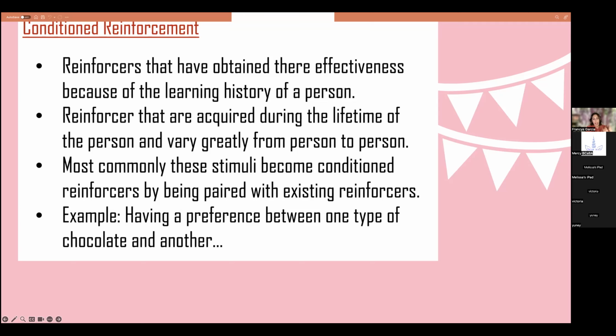So having a preference between one type of chocolate and another. Some of us like M&Ms, others of us don't like M&Ms and we like, I don't know, Snickers, Twix, whatever. Having that preference is due to conditioned behaviors, due to conditioning through constant pairing in your history. That's how we were able to obtain that preference.